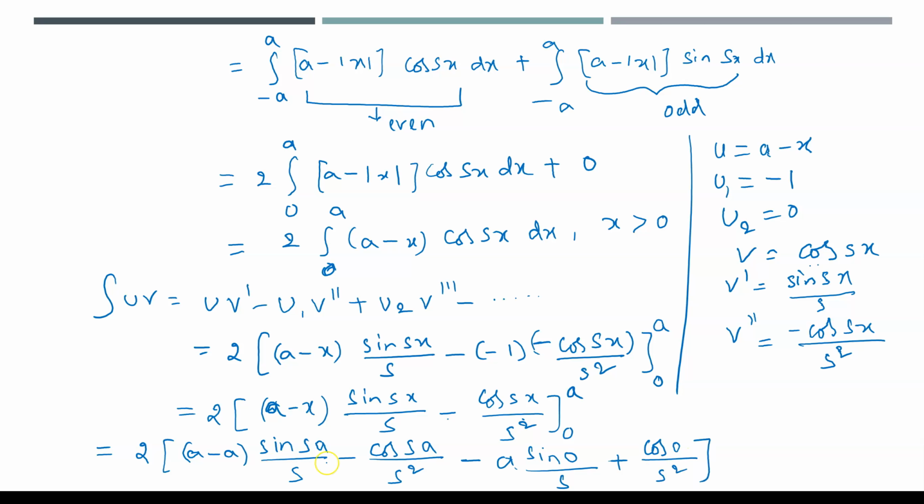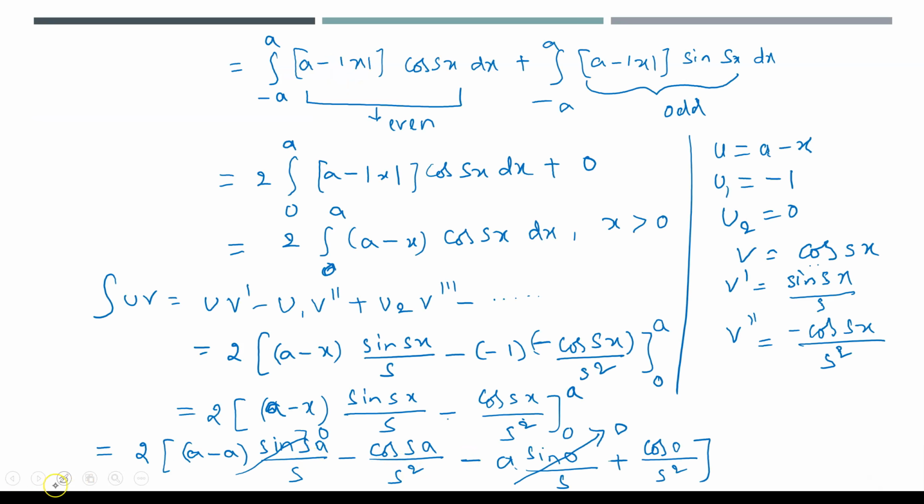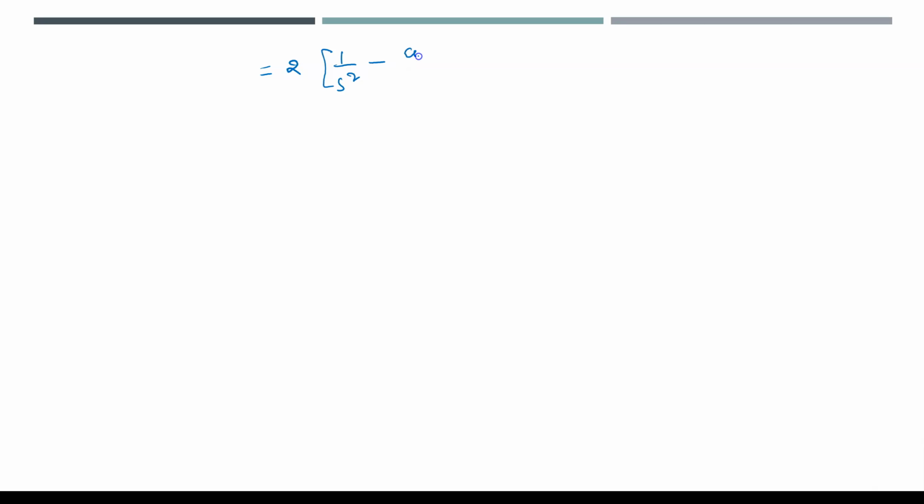Now the first term becomes 0, this term becomes 0, and even this term becomes 0. So we get these two terms. Cos 0 is 1. So here 2 into 1 by s square minus cos sa by s square, which is equal to 2 into 1 minus cos sa upon s square. This is F(s), the Fourier transform.